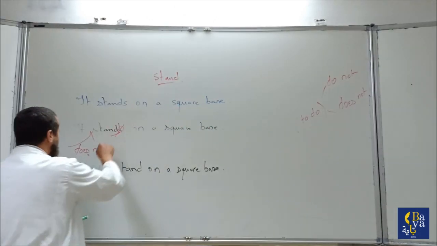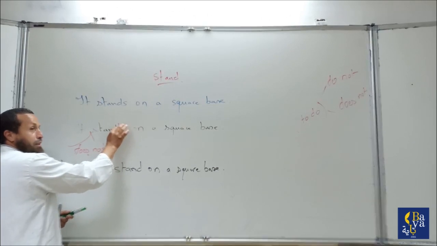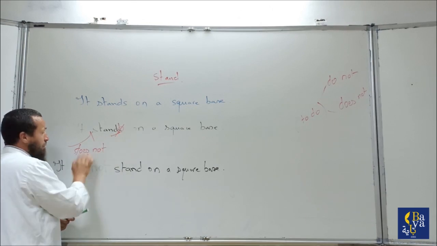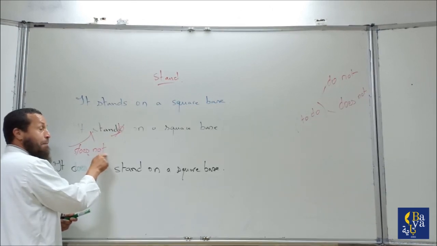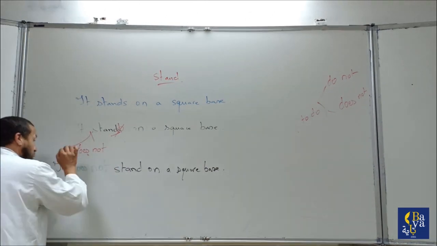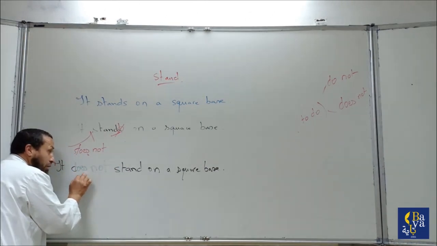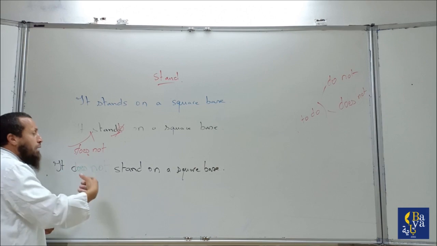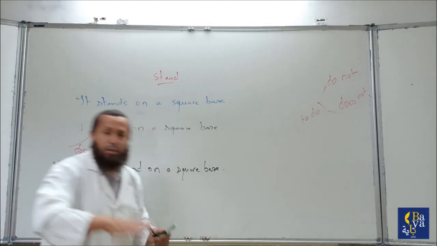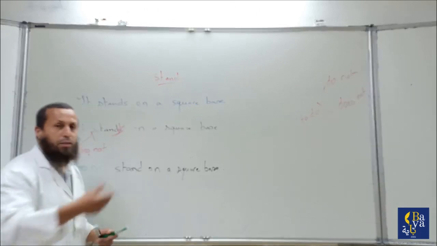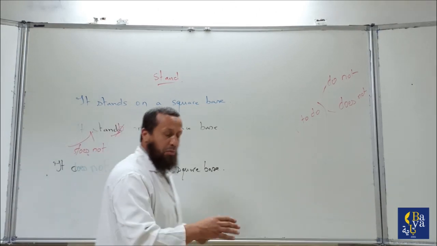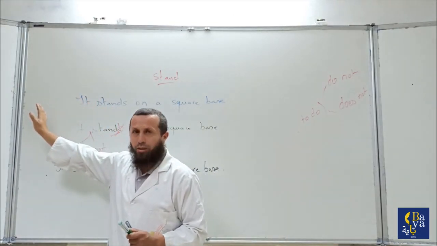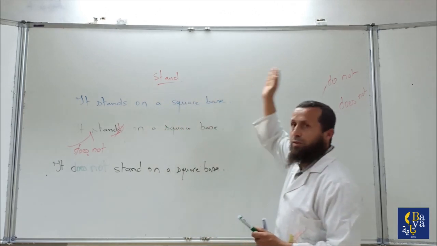I will tell you that if the verb has got this S, we take does. The verb has got S, does with S, does not. But be careful, when we write it does not, we take out the S from the verb. And it becomes, it doesn't stand on a square base. This is the negative form of the verbs in the present simple, the group of to be and the other verbs.